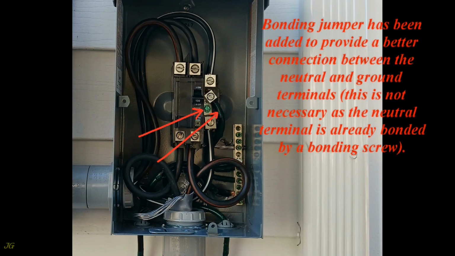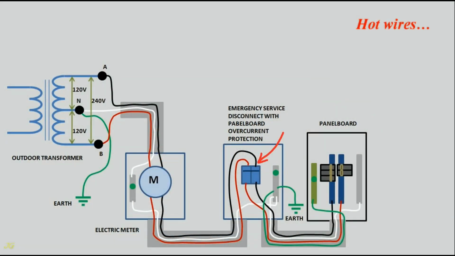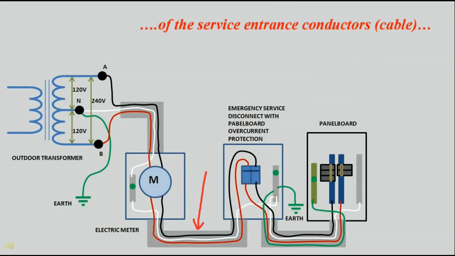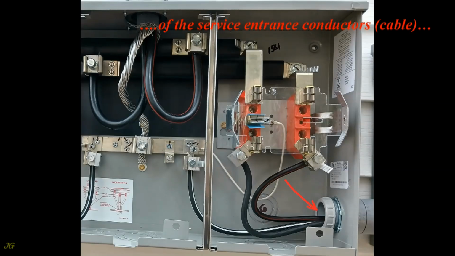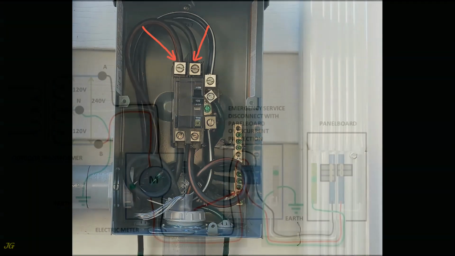A bonding jumper has been added to provide a better connection between the neutral and ground terminals. This is not necessary as the neutral terminal is already bonded by a bonding screw. Hot wires of the service entrance conductors, cable, are connected to the hot terminals of the disconnect in any order.